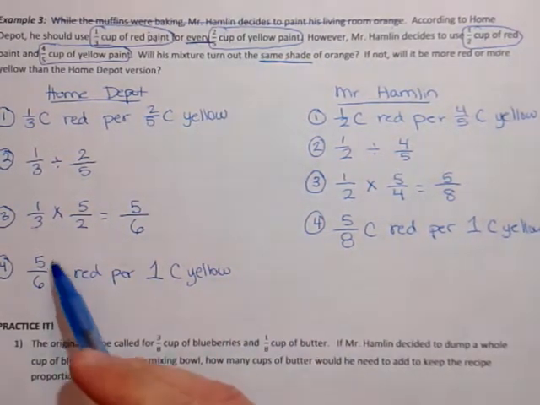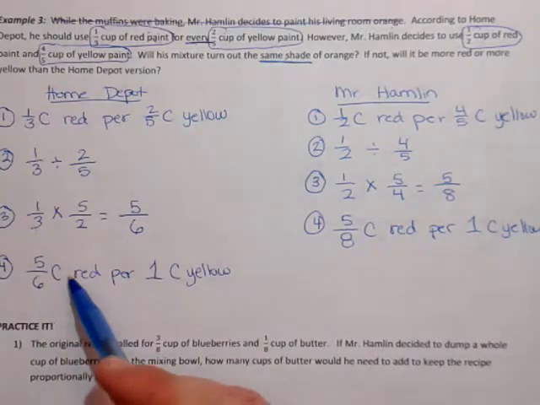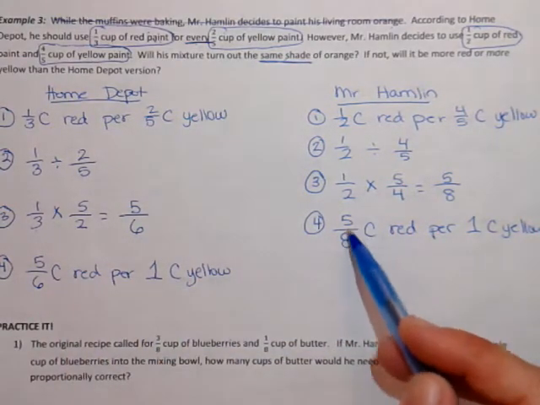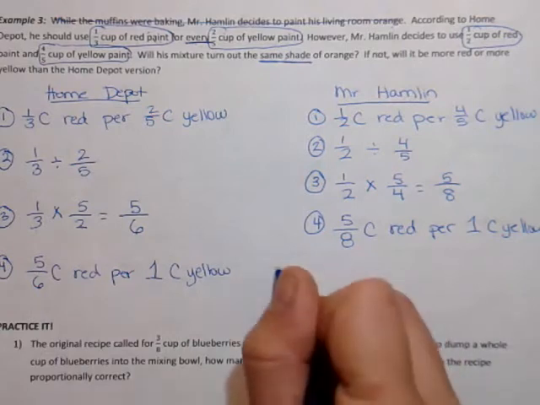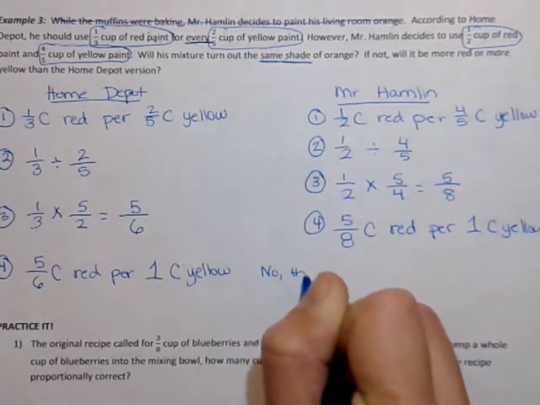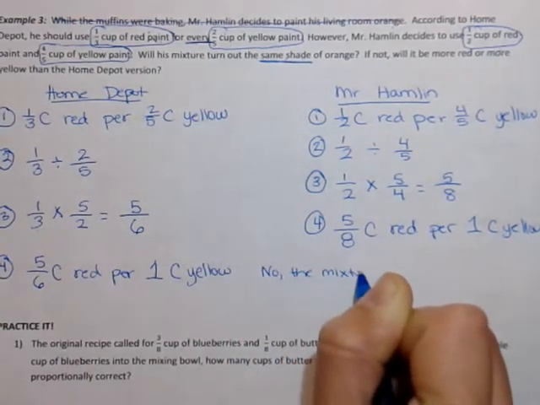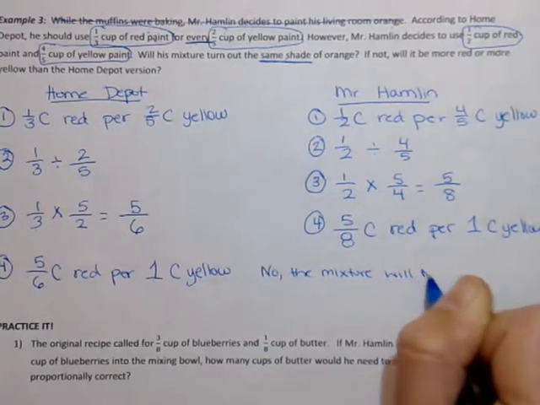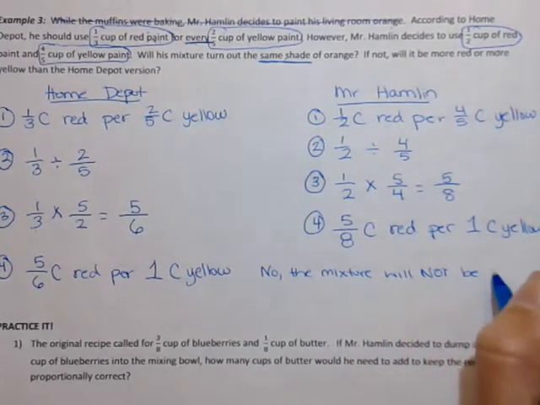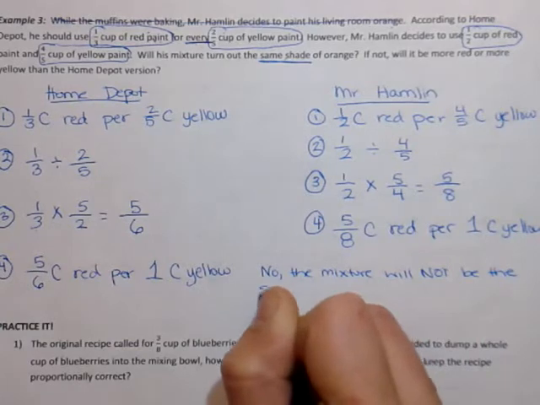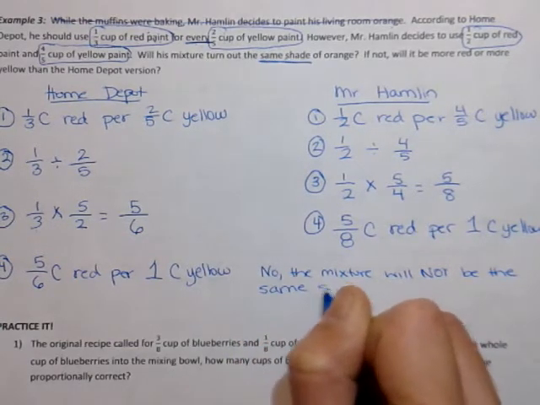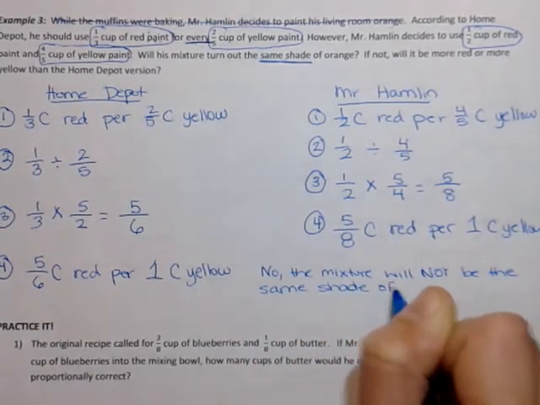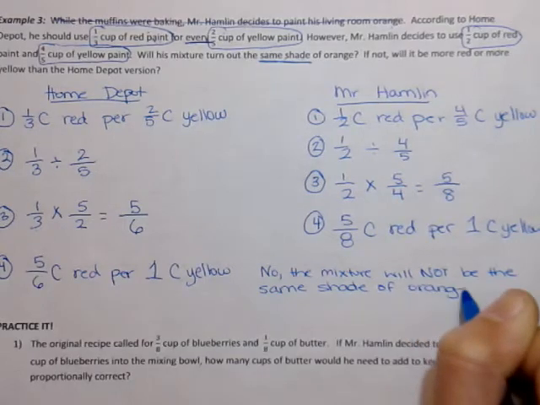Are they the same? Well, the Home Depot version said to use 5/6 cup of red. Mr. Hamlin used 5/8 cup of red. So they're not the same. So I'm going to say no. The mixture will not be the same shade of orange. So step 1, no, it will not be the same shade of orange.